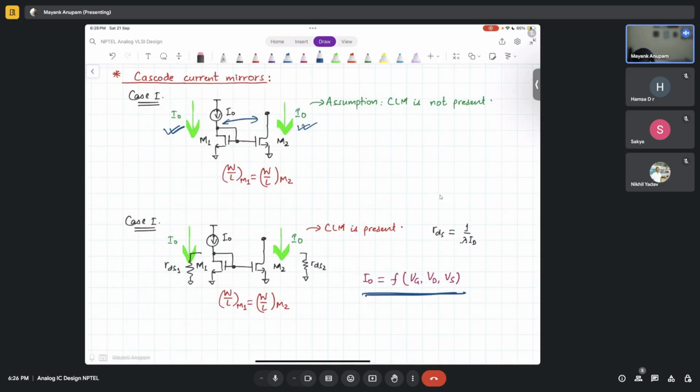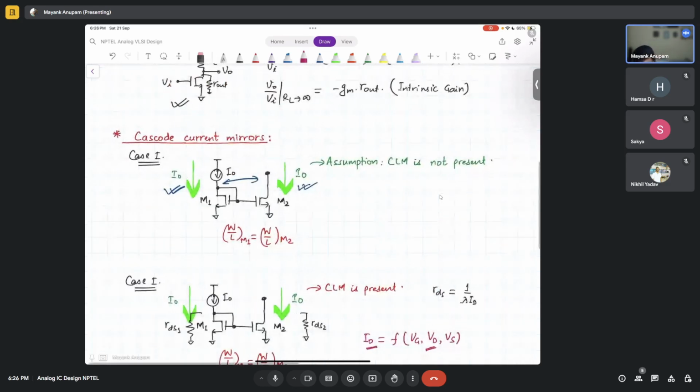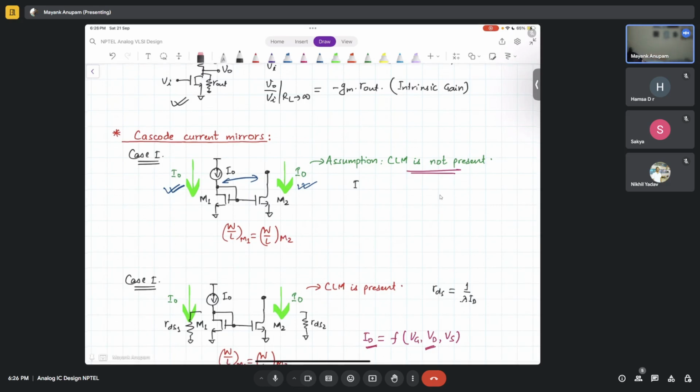In this, the current becomes a function of drain voltage only when channel length modulation is there. Only then the current becomes a function of drain voltage, isn't it? If the channel length modulation itself is not present, then the current is not a function of drain voltage, isn't it? We know that in the absence of CLM, the current here is a function of gate voltage and source voltage. This is the equation, right? So it's not a function of drain voltage at all, isn't it?